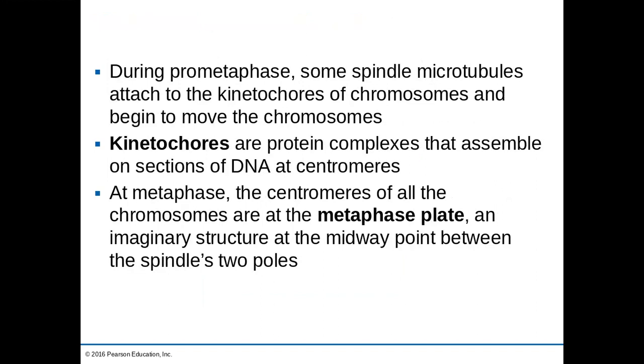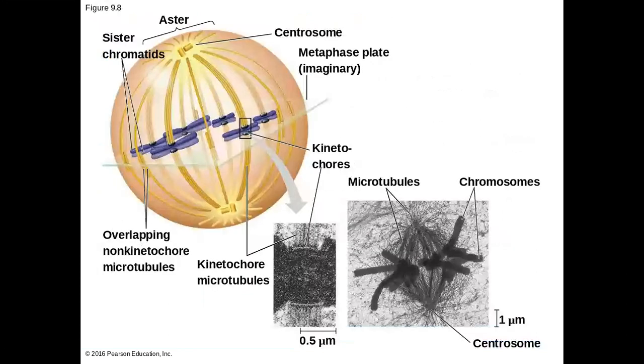Then during prometaphase, some of those spindles attach to the kinetochores of the chromosomes and then begin to move them. And the kinetochores are these protein complexes that are assembled on sections of DNA at the centromeres, and they're called kinetochores because they're what the spindles attach to help the chromosomes move. So kinetics, movement, kinetochores. And then at metaphase, the centromeres of all the chromosomes are lined up in the center at that imaginary midway point between the spindle's two poles, so that the spindles can then pull the sister chromatids apart.